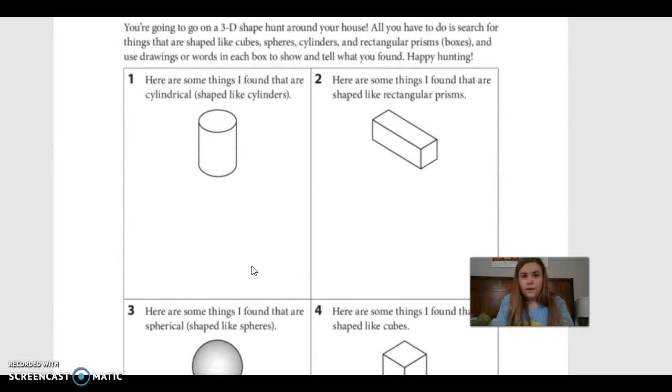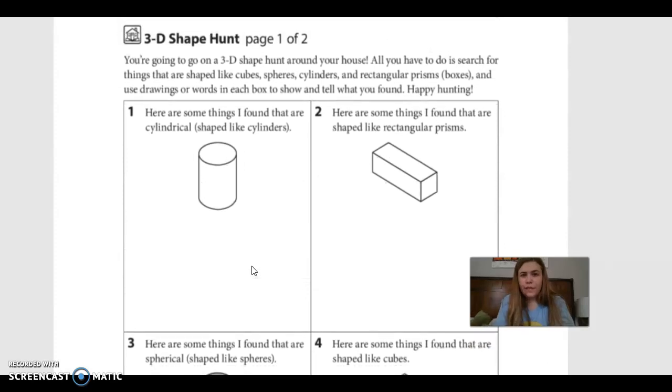Oh, here we are. Okay, here's 75. 3D shape hunt. You are going on a 3D shape hunt around your house. All you have to do is search for things that are shaped like cubes, spheres, cylinders, and rectangular prisms or boxes. And use drawings or words in each box to show and tell what you found. Happy hunting. This is so exciting.